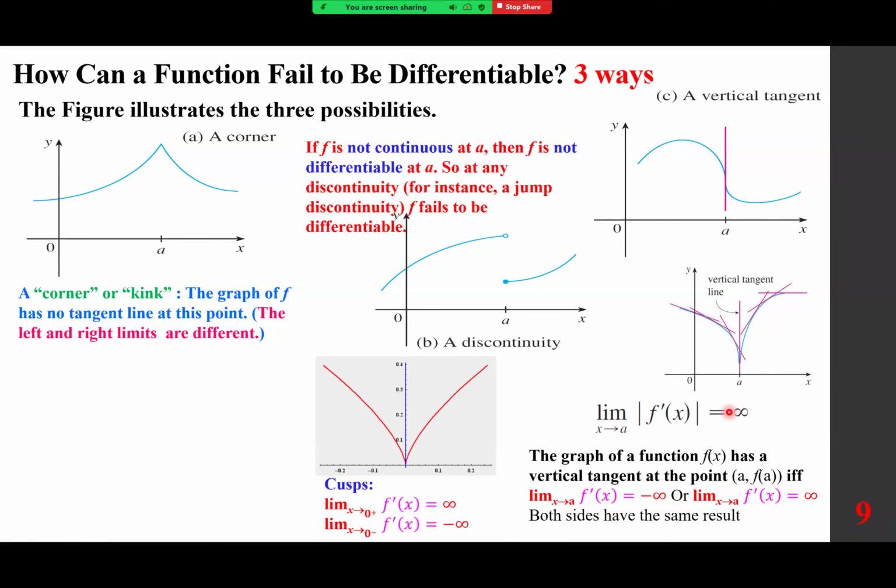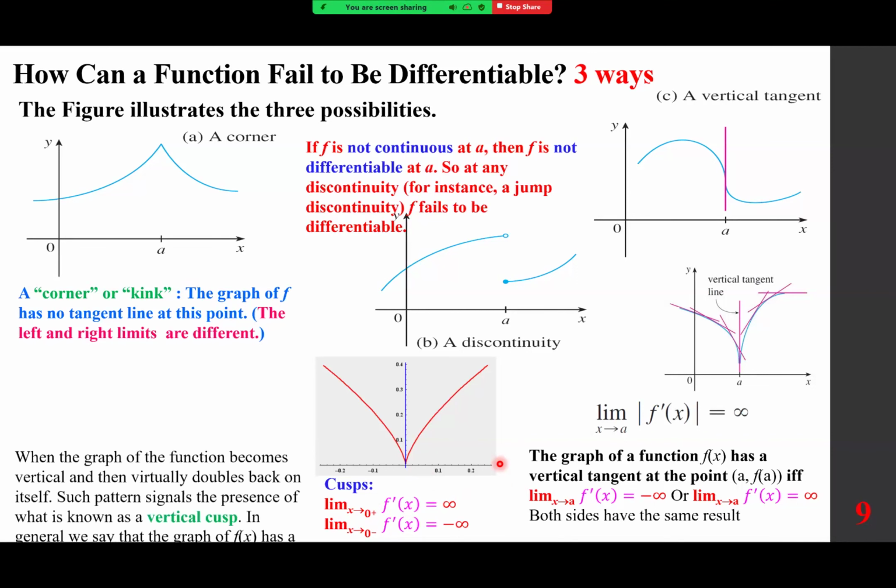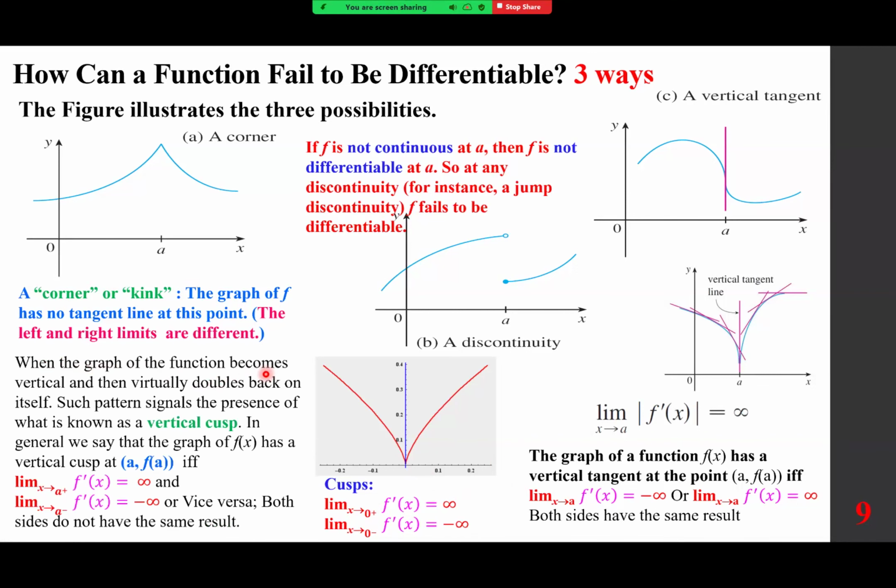However, we also have something called a cusp, at which point the left and right side have different answers. One side is infinity, one side is negative infinity. So when the graph of the function becomes vertical and then virtually doubles back on itself, such a pattern signals the presence of what is known as a vertical cusp.